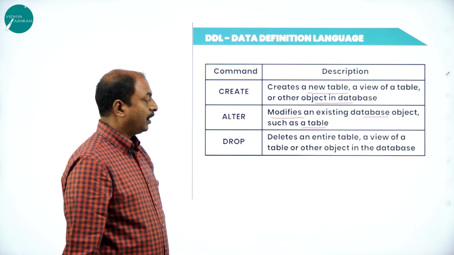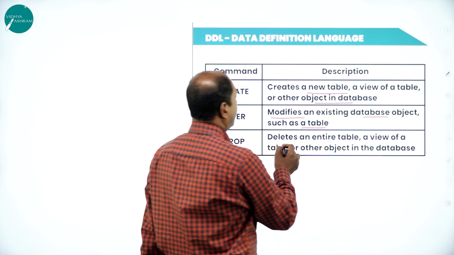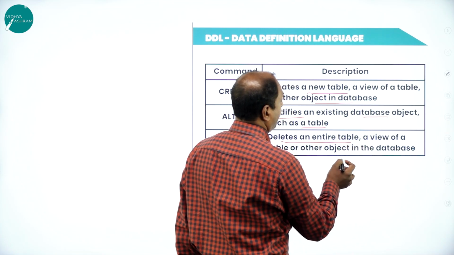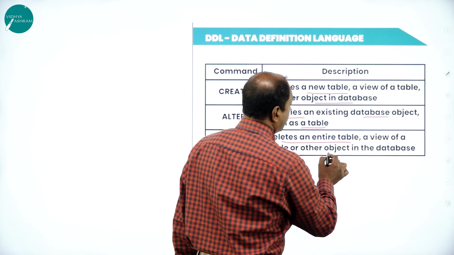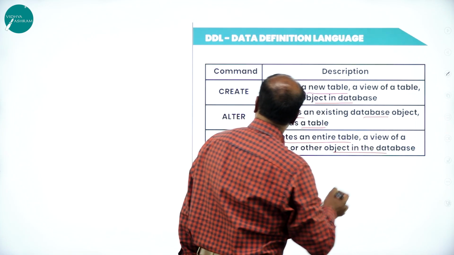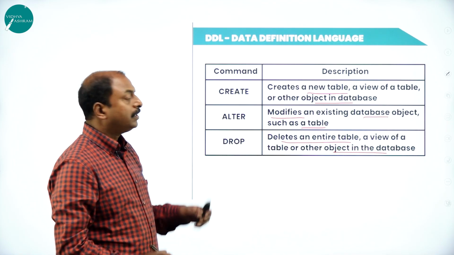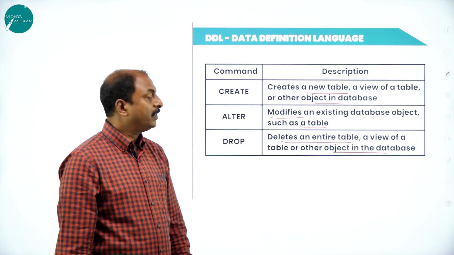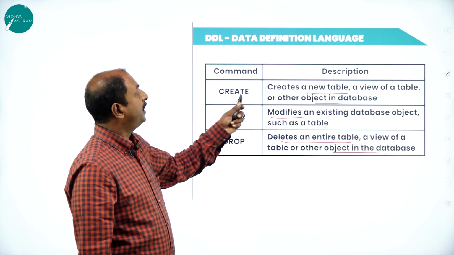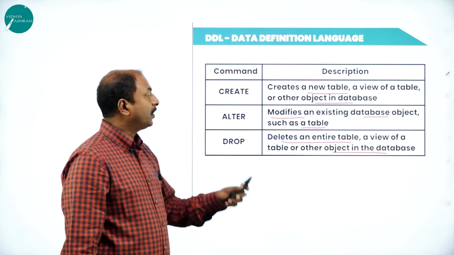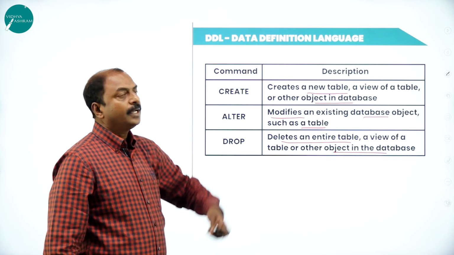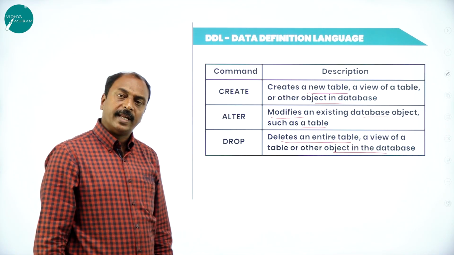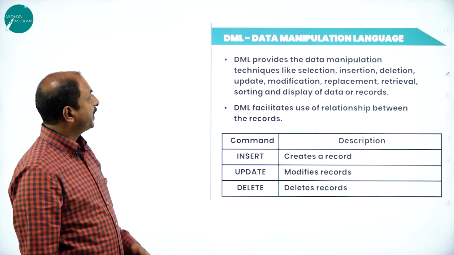And drop deletes an entire table, a view of a table, or another object in the database. It is used to delete the entire table which has been created using the create command. So, these are all the different DDL commands, data definition language commands. Now, let us move on to the next slide.